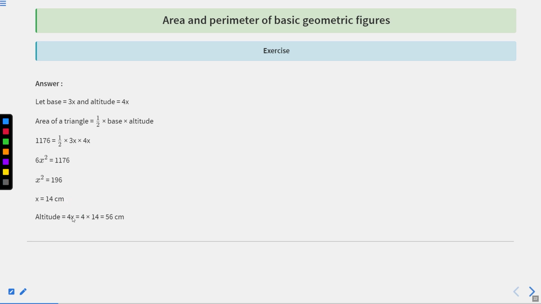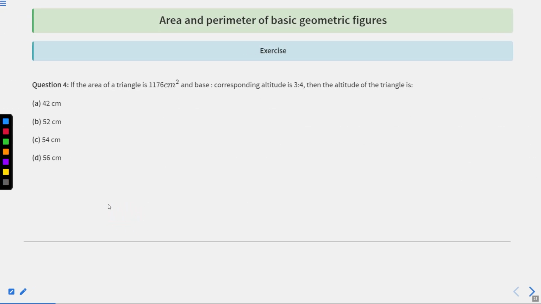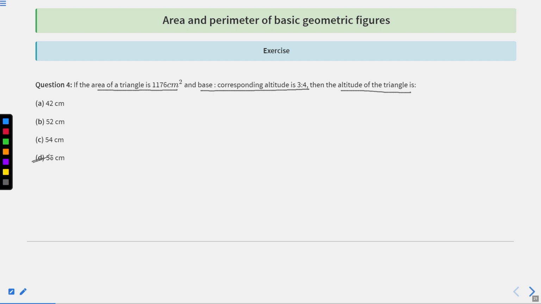So altitude equal to 4x, we assumed it initially, and now since the value of x is obtained, we can put the value of x in 4x to obtain the altitude of the triangle, which is 56 centimeter. So option number D is correct here.